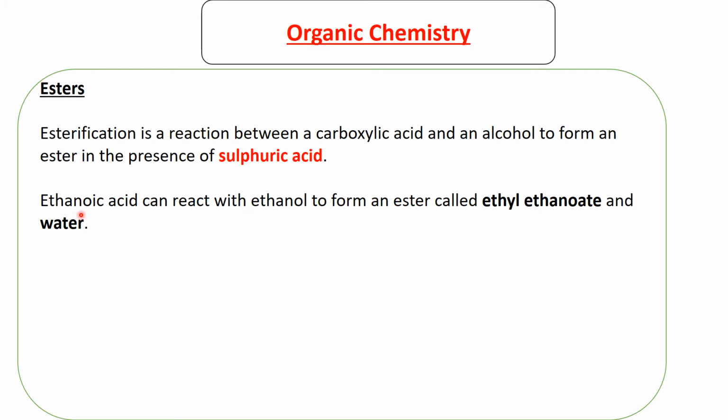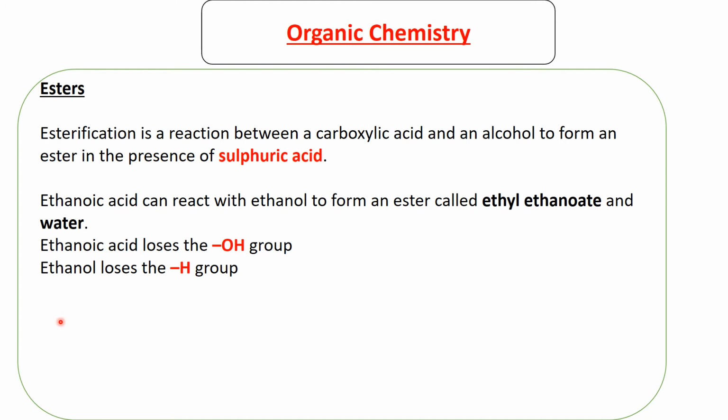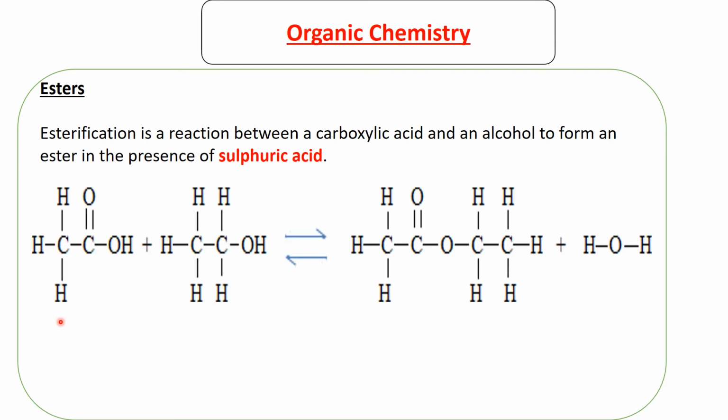So now when the acid reacts with alcohol, what happens is the acid is going to lose the OH group, while the alcohol is going to lose the H. When this happens, the OH and the H are going to combine to form water. The remaining parts are going to combine to form an ester. So this is using the structural formula, this is what's happening.